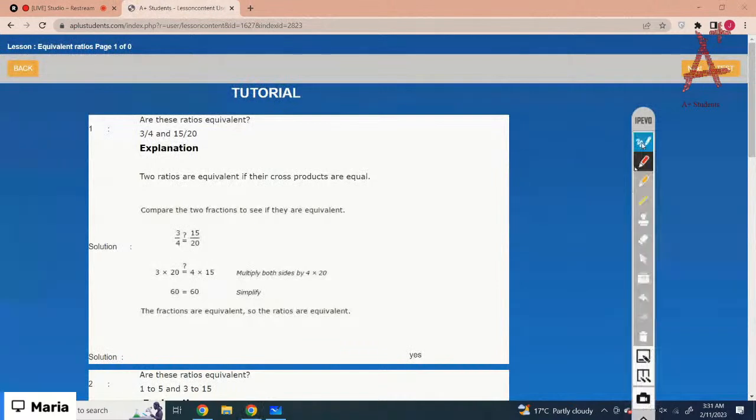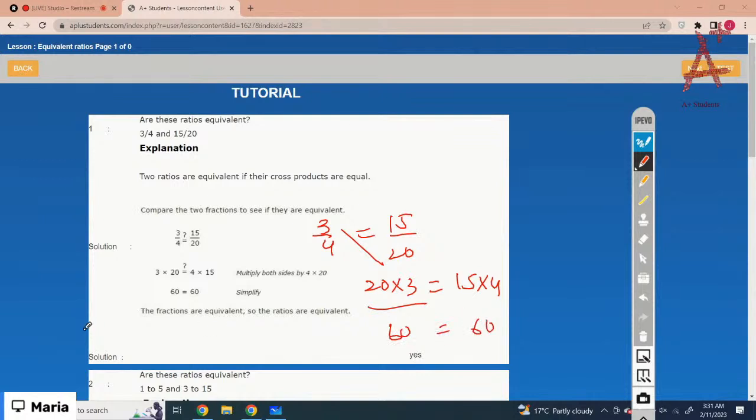Let's start with the first example. Are these ratios equivalent? We have already learned how to find if ratios are equivalent. Got it? You have to compare these fractions to see if they are equivalent. So it is 3 over 4 and 15 over 20. Just cross multiply them. You have to do 20 times 3, and that equals 15 times 4. Got it? So 20 times 3 is 60 and 15 times 4 is 60. Got it? So yes, they are equivalent.